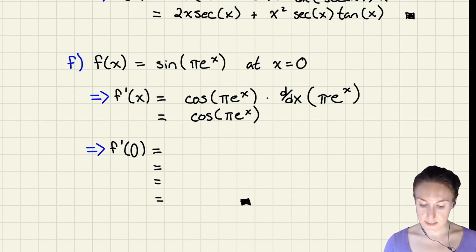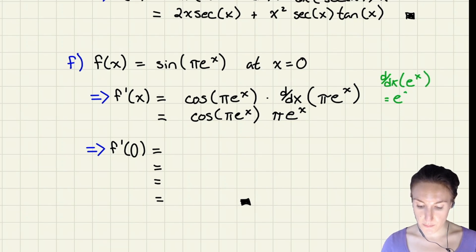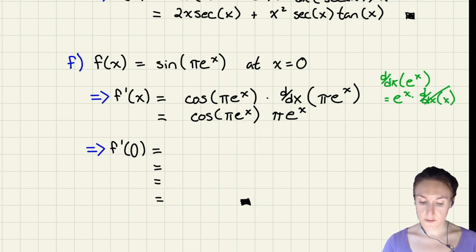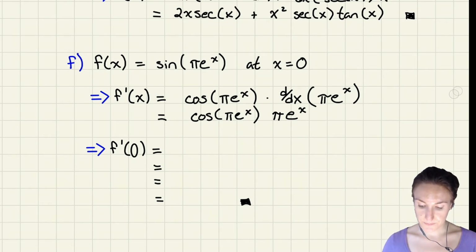Our derivative in this case, we just have pi, that's a constant, and then the derivative of e to the x is just e to the x, because we have d dx of e to the x, which is equal to, rewrite what you have, take the derivative of the exponent, but that's just equal to 1, so we don't have to write it, we can just directly write e to the x.